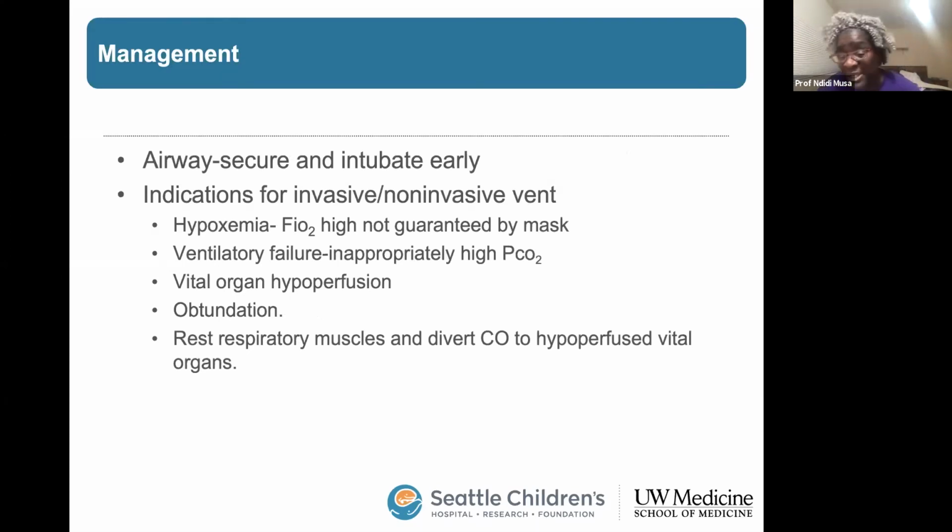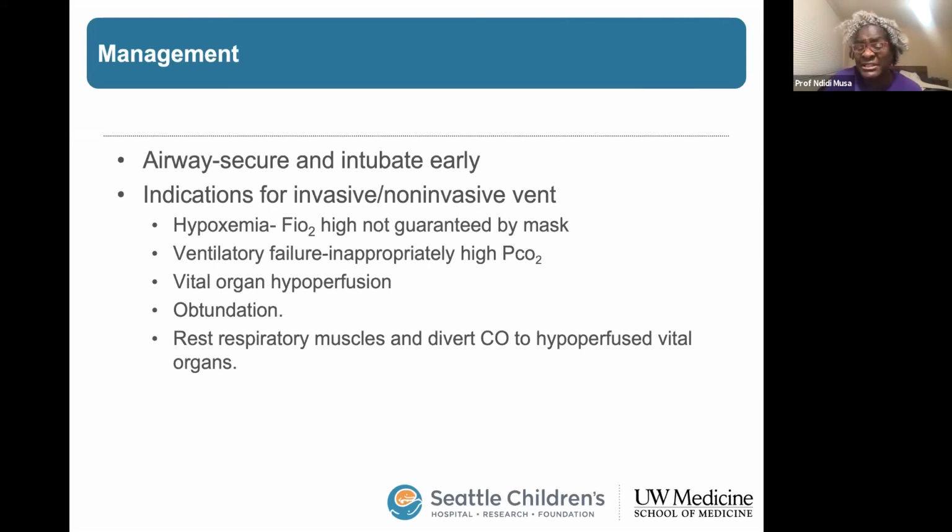So secure the airway early and intubate, or you could use non-invasive ventilation. We've moved away from intubating early and toward using non-invasive ventilation. Like if you have a BiPAP machine, you could put them on BiPAP, as long as you can guarantee that they're oxygenating very well. Now, the movement from non-invasive to positive pressure ventilation or invasive ventilation is determined by whether you have a ventilatory failure, in which case you have inappropriately high PCO2.